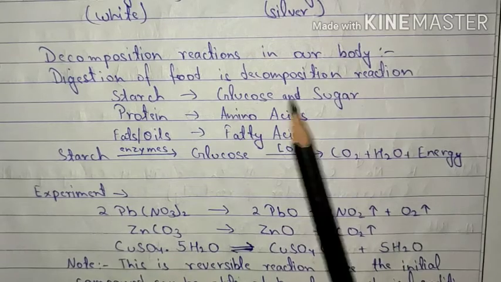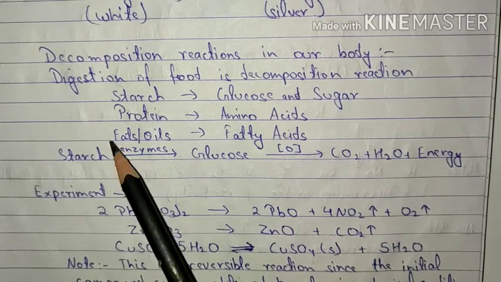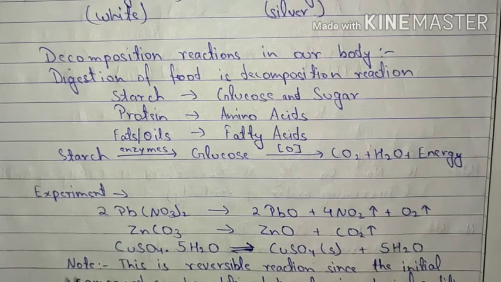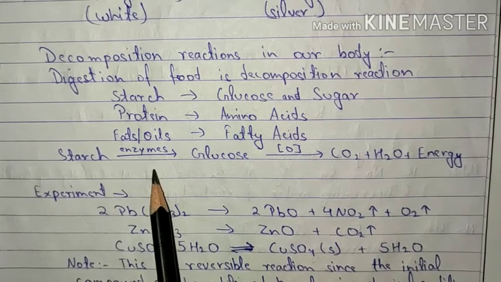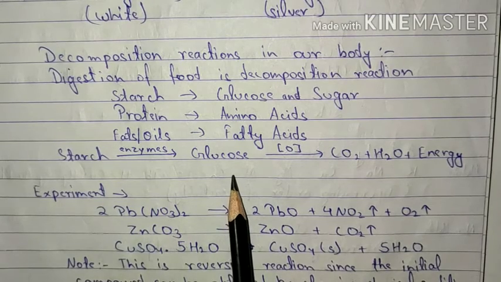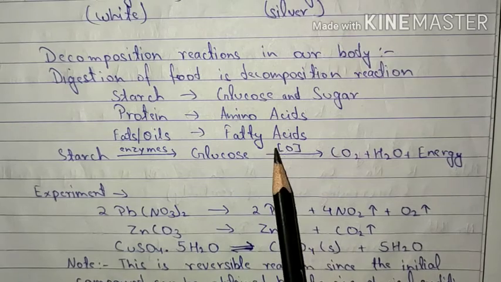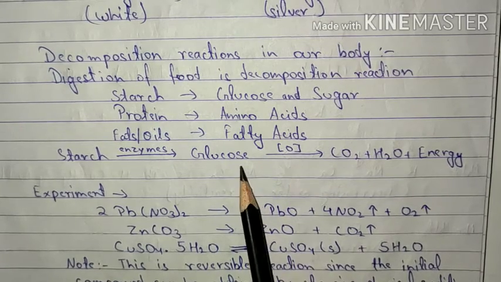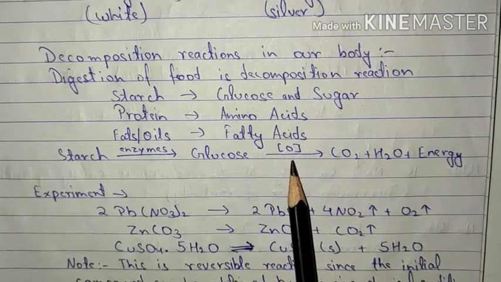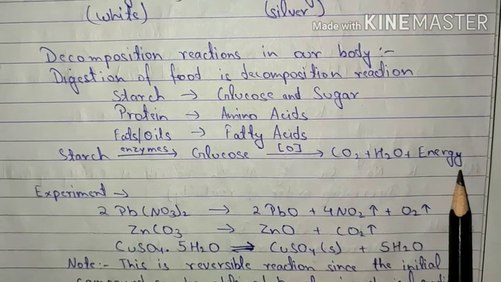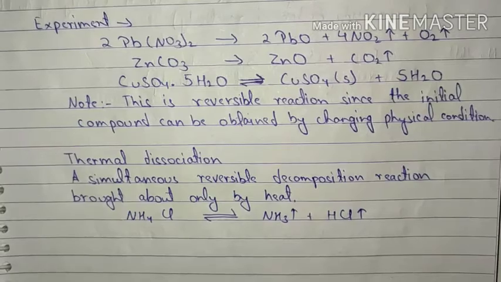Starch decomposed to give glucose and sugar, protein decomposed to give amino acids, fats and oil decomposed to give fatty acids. Starch in presence of enzymes breaks down into glucose, which on further oxidation forms carbon dioxide, water and provides us energy.